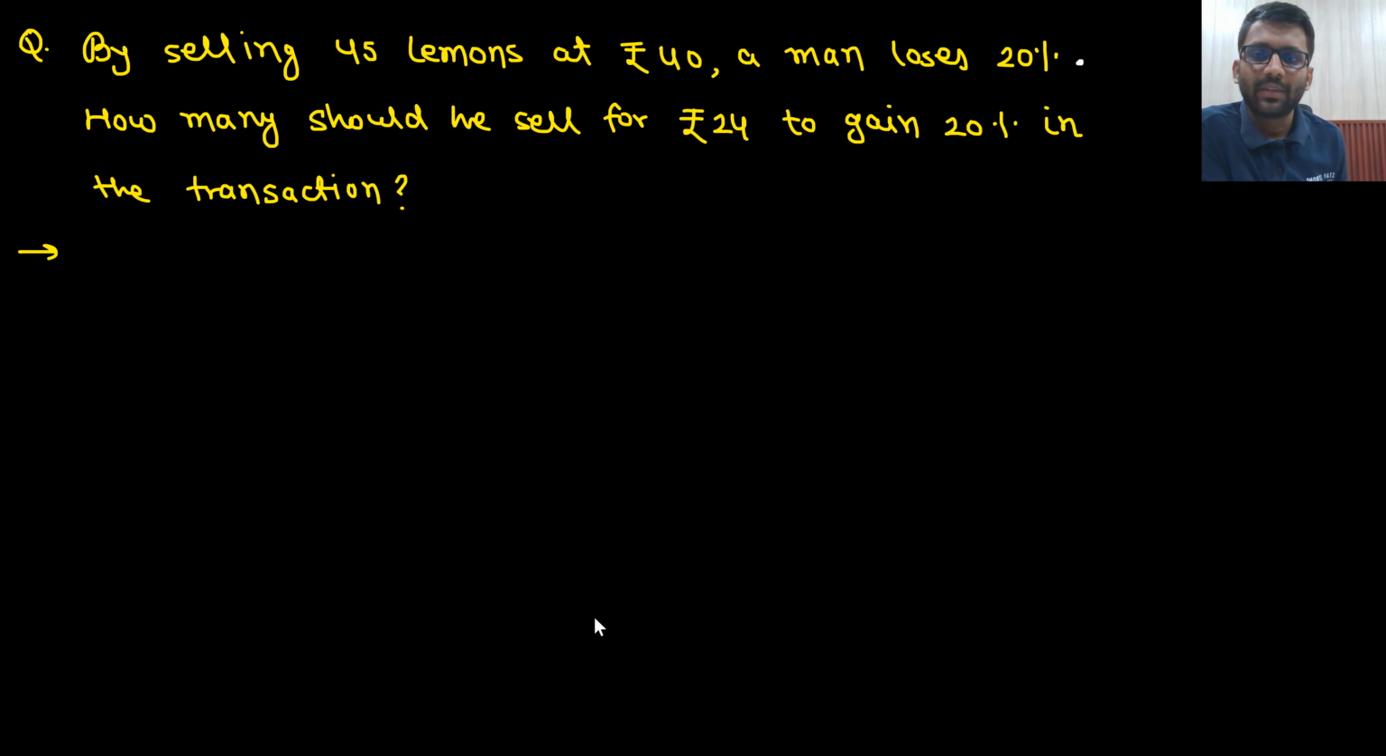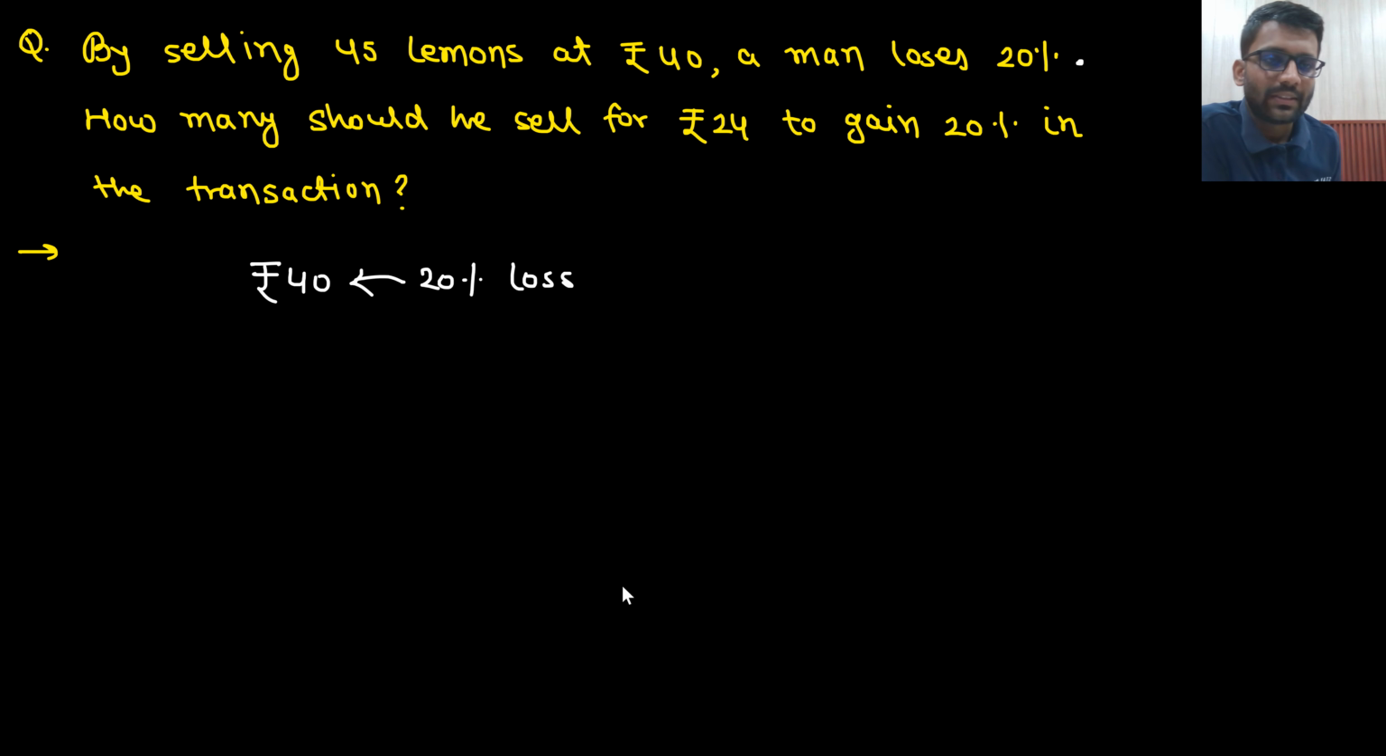So let's solve this question. By selling 45 lemons at rupees 40, a man loses 20%. How many should he sell for rupees 24 to gain 20% in the transaction? Okay. So if he is selling 45 lemons in rupees 40, then he is getting 20% loss.